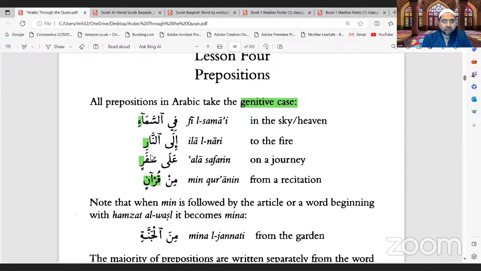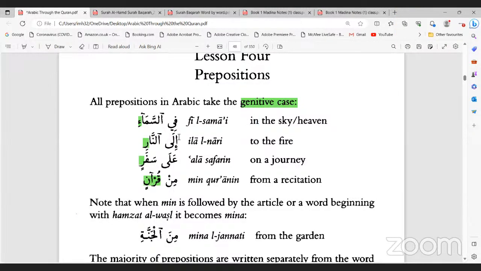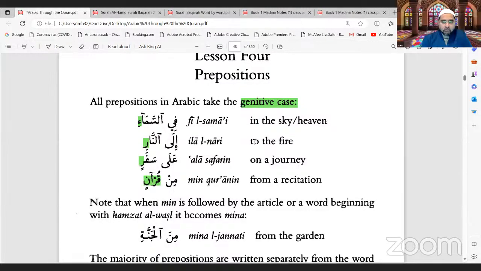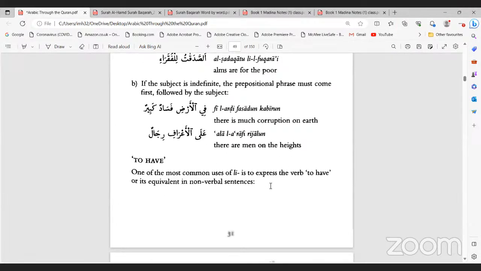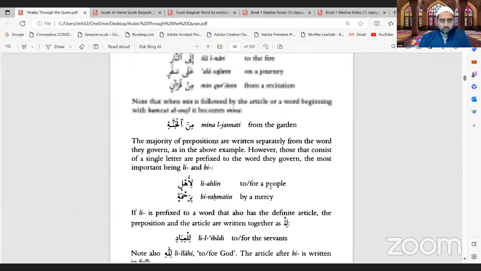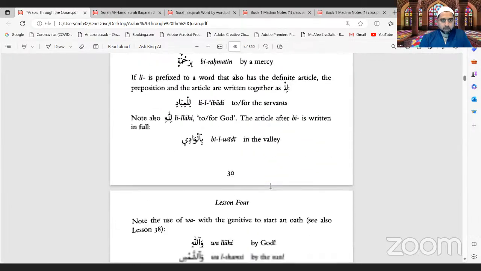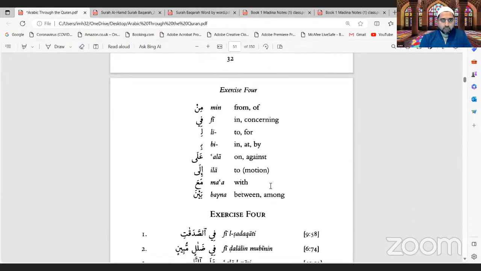Just one second. If you go back to the original examples, Sister Fatima: fis samai ila nari. Fi comes in the meaning of in, ila is to, and ala means on. Let me just show you those examples. Min means from, as you can see here. Fi is in, li is to.